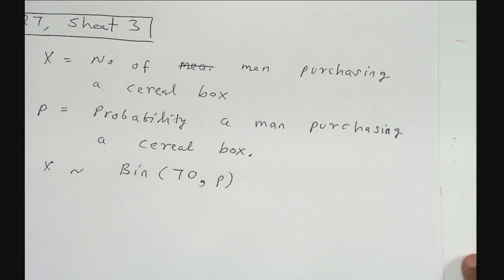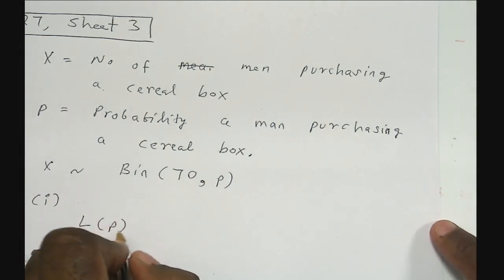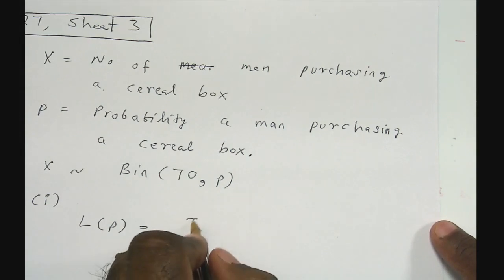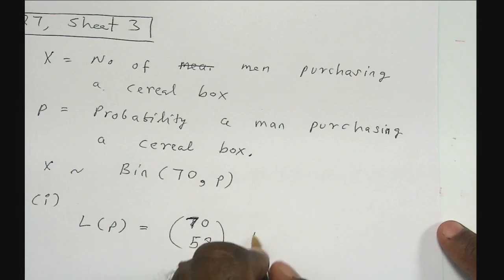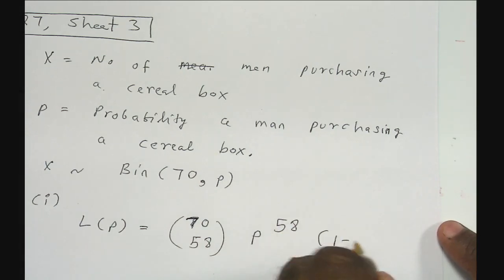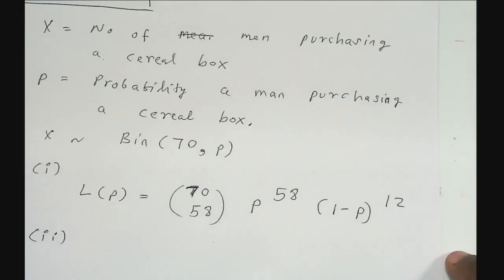The first part of the question was to write down the likelihood. Clearly the likelihood in this case is the same as the probability mass function of the binomial. So this is the probability, guys, that 58 of the 70 purchases are by men and the remaining 12 are by women. So this is the likelihood function.